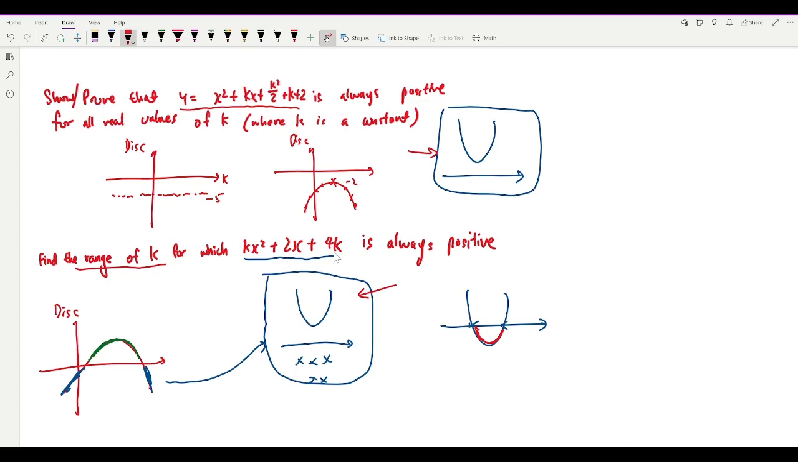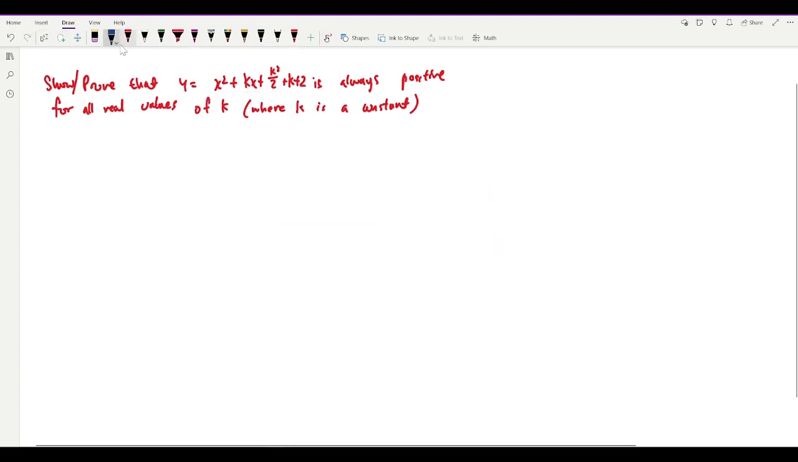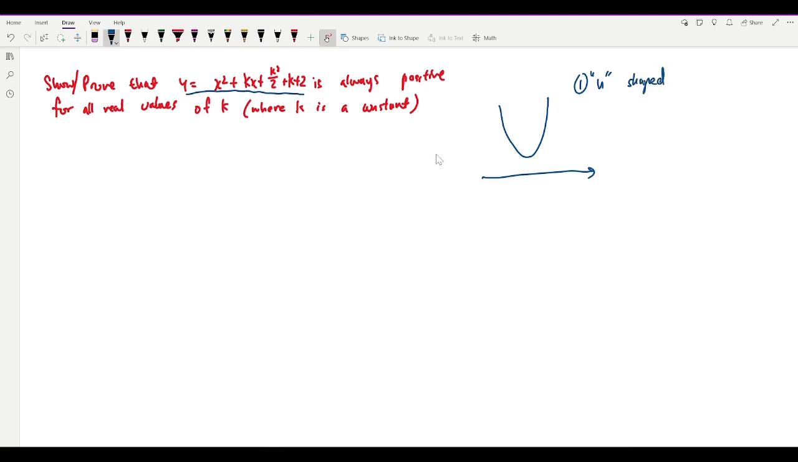Okay, so let's focus on the top question now. Like the previous question, you want to try to draw the original curve and see what it might look like, so that you will be clear about what conditions you need to show. For this to always be positive, the original curve needs to be U-shaped above the x-axis. So there are two conditions that are required. One is that it is U-shaped.